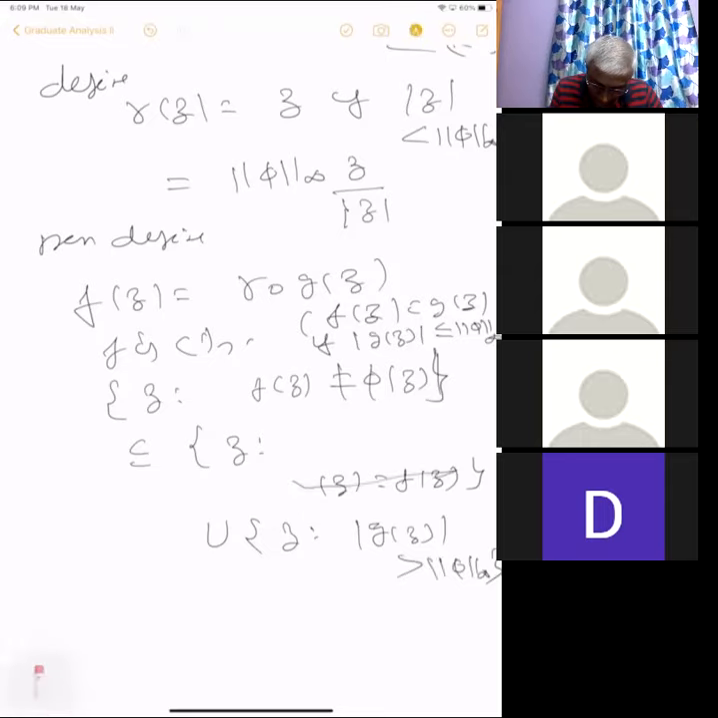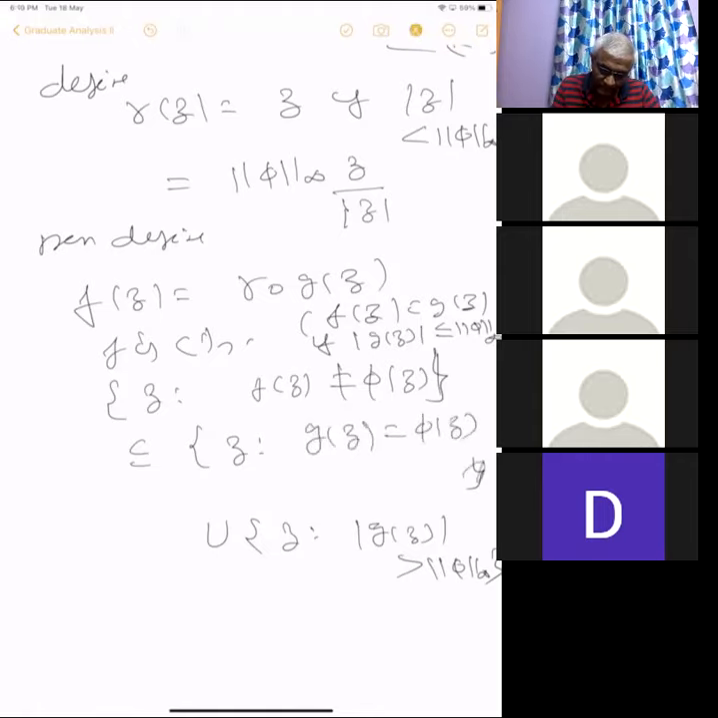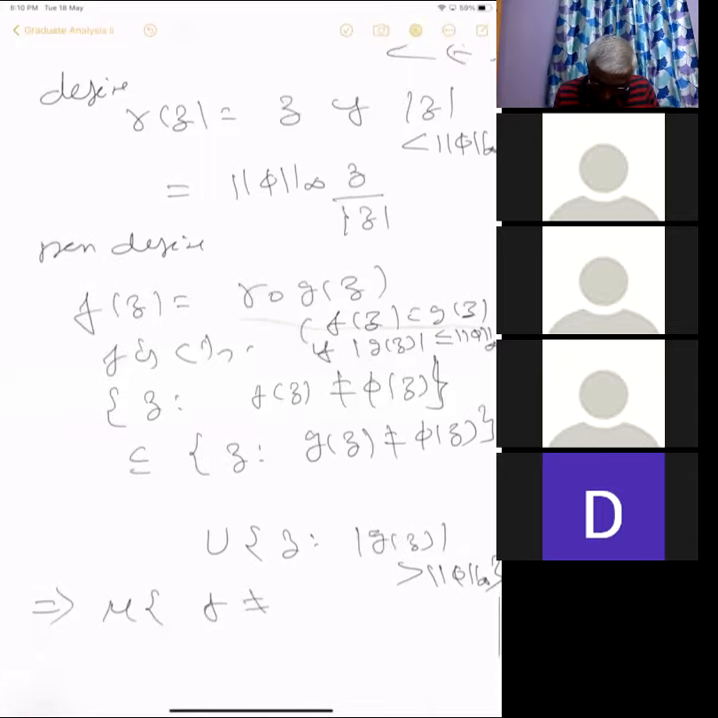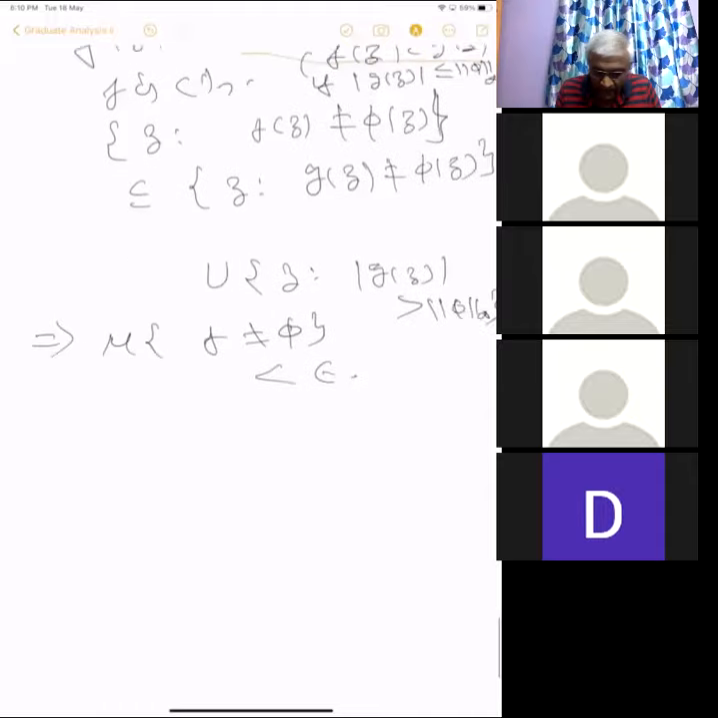So g of Z equal to phi of Z, not equal, union this. But this set has measure 0, so this set has measure less than epsilon. This implies the measure mu of the set where f is not equal to phi is less than epsilon. From this it's clear.